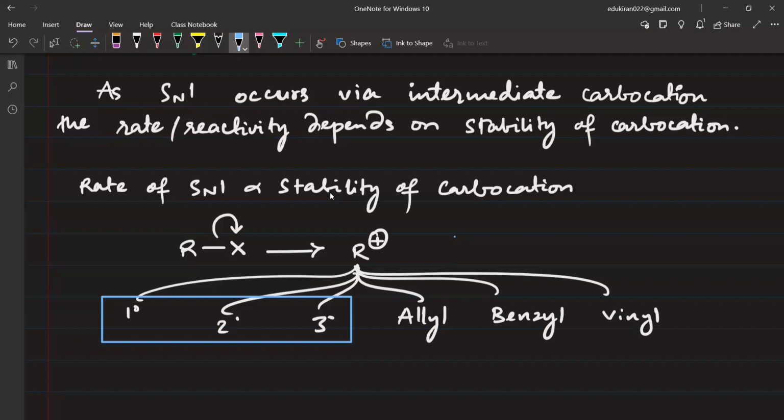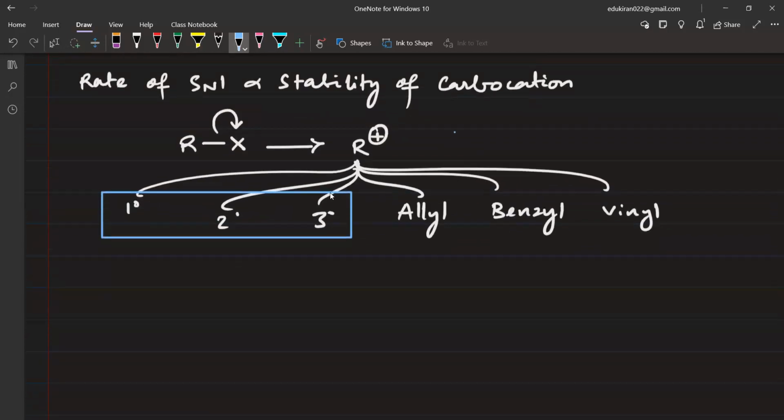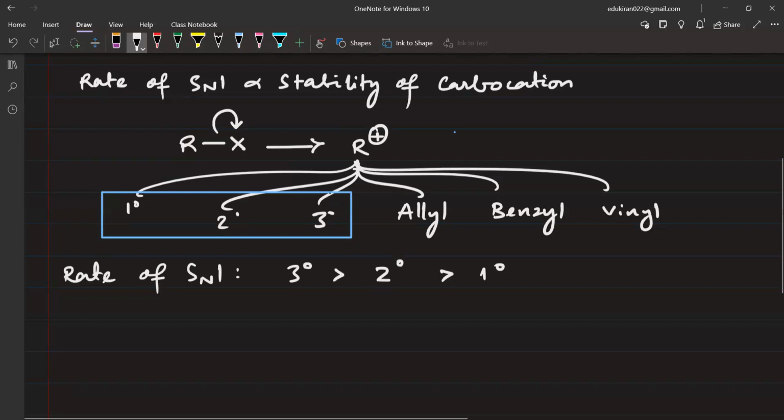When I talk about the degrees of haloalkane, the rate of SN1 is fastest in 3 degree alkyl halide, followed by 2 degree, and then followed by 1 degree. Because 3 degree carbocation is more stable. We have seen this in the basics of organic chemistry. Yes or no? Tell me, guys, is this clear? 3 degree, 2 degree, and then 1 degree because of the stability of carbocation.